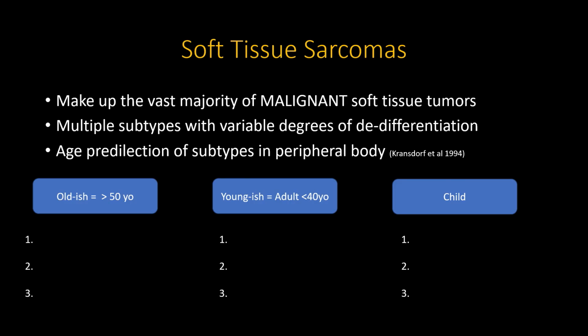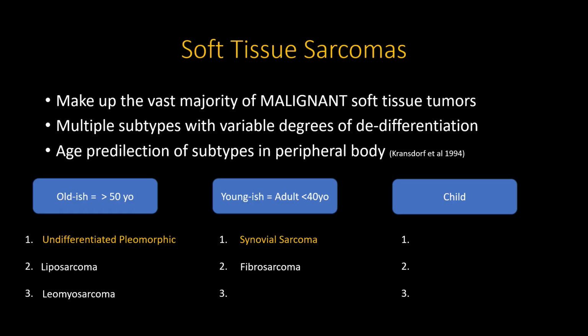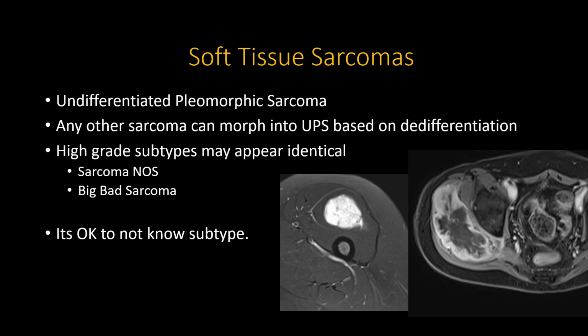There is an age predilection in the peripheral body. Take this with a grain of salt. This is my breakdown here. Obviously, there's a lot of overlap. But in our older patient population, UPS, or undifferentiated pleomorphic sarcomas, are common. So are liposarcomas and leiomyosarcomas. In our younger adults, we want to think about synovial sarcomas, particularly our male patients, but fibrosarcoma and angiosarcoma are also decently common. In a child, you're going to get rhabdomyosarcoma, lipoblastomas are also common, fibrosarcomas, and angiosarcomas.